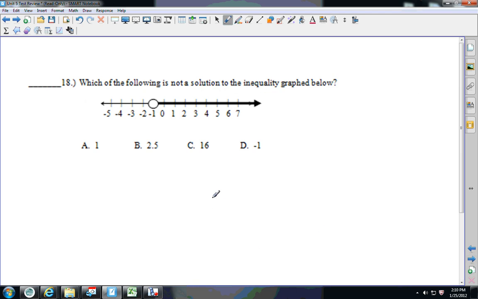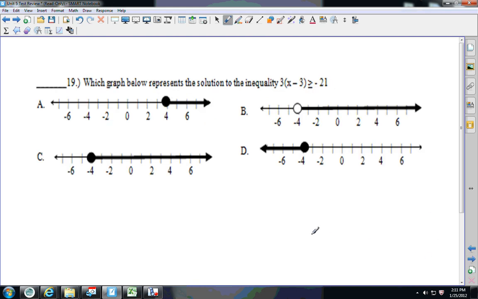Number 18. Which of the following is not a solution? Well, it's a solution if it's in the shaded area. Okay, so is 1 in the shaded area? Yes, it's a solution, because it wants to know not a solution. 2.5 is in the shaded area. 16, yeah, 16 is way up here. -1, the open circle starts there, and an open circle means it does not equal. Number 19.